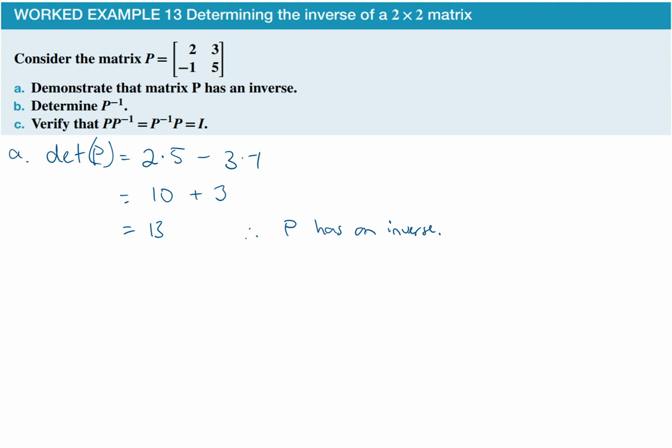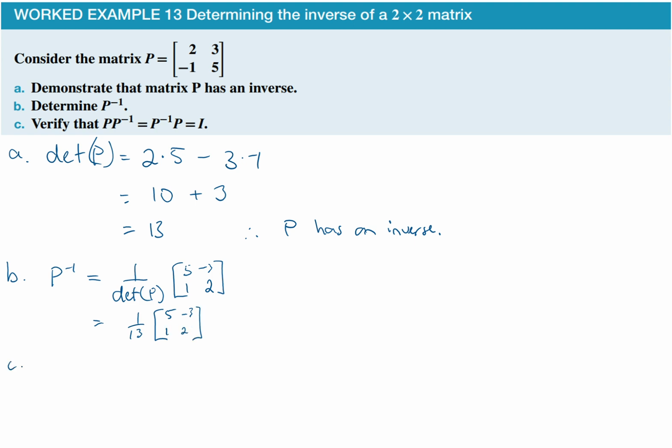Okay, determine the inverse of P. So the inverse of P, P to the negative 1, is 1 over the determinant of P, and then we're going to switch the terms in the leading diagonal. So that will be 5 and 2 instead, and change the signs of those in the others. So it'll be negative 3 and positive 1. So our inverse is 1 on 13, 5, negative 3, 1 and 2.